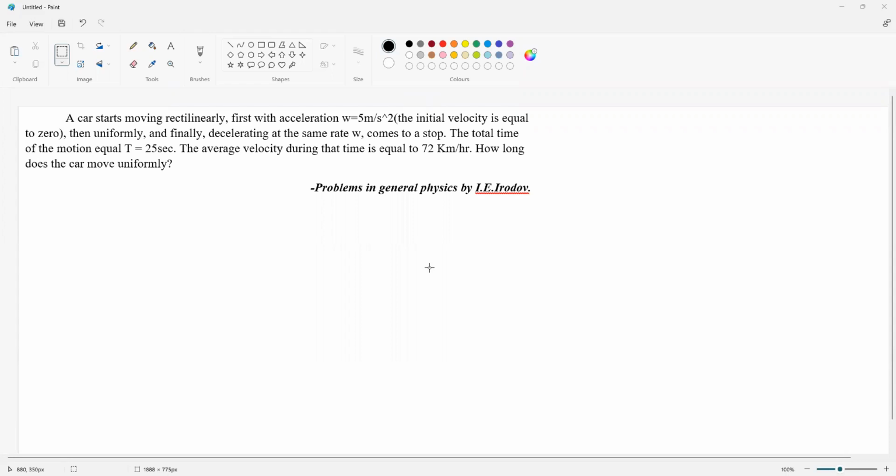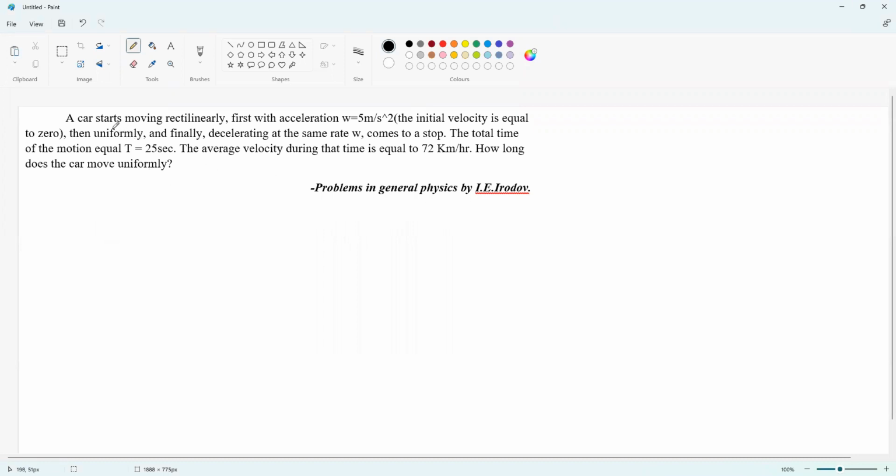Hello guys. So I was asked this question by many students, so I thought maybe I will solve it and help you out. This question is from the book Problems in General Physics by I.E. Irodov.